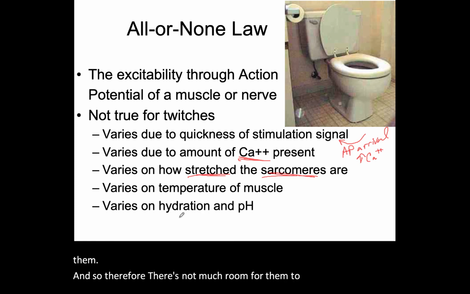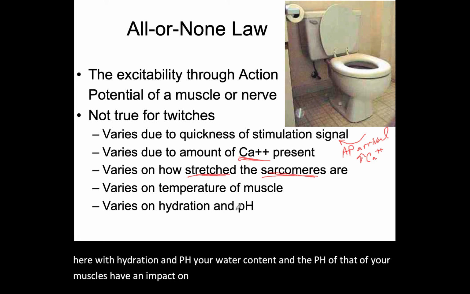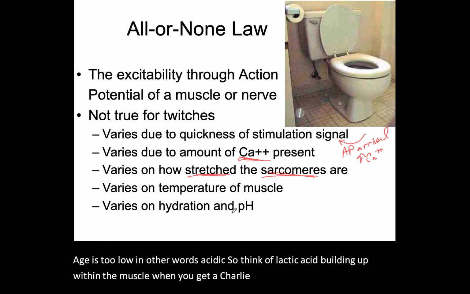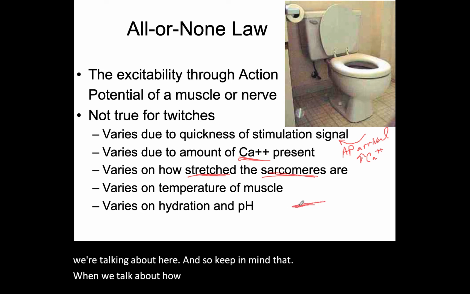Same thing here with hydration and pH. Right? Your water content and the pH of your muscles have an impact on that. It almost paralyzes them if the pH is too low. In other words, acidic. So think of lactic acid building up within the muscle, and you get a Charlie horse. All right? That's exactly what we're talking about here. And so keep in mind that when we talk about how stretched the sarcomeres are, right?